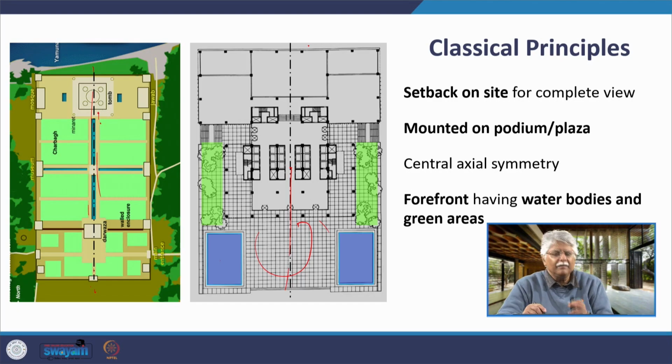I am not saying that he borrowed it from the Taj Mahal, but this is also set back like the Taj Mahal. In fact, because of this setback, it is possible to stand back on the street and look up and see the entire Seagram Building, which is usually not possible with a skyscraper, but because of the plaza it is possible. And the forefront has water bodies and green areas.